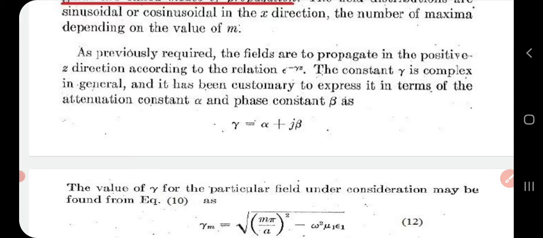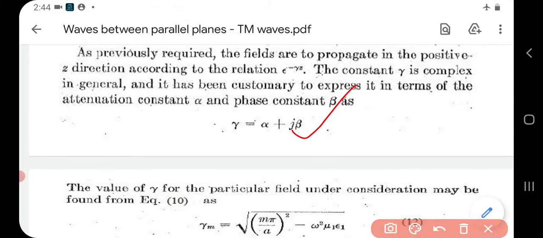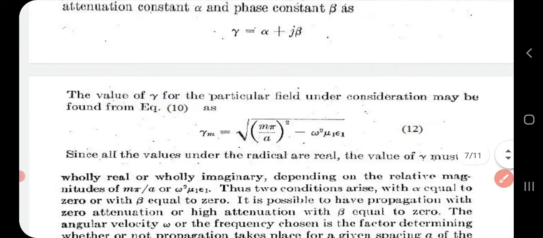That is why we are writing e raised to minus gamma z. Now this constant is actually a complex one, and so we have to express it in terms of attenuation constant alpha and phase constant beta. So that complex constant gamma is expressed as the sum of the attenuation constant alpha and phase constant beta as follows. Now the value of gamma for a particular field is written of the form given by equation 12.